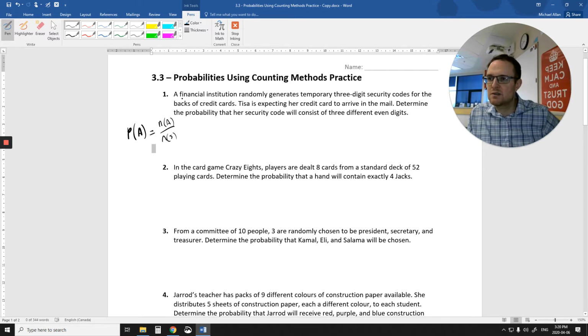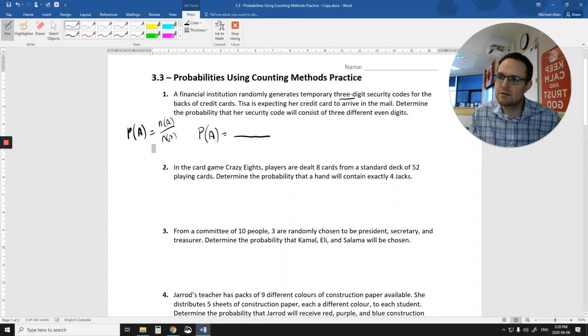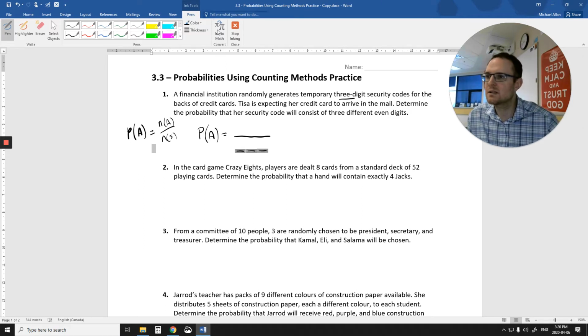So the financial institution here randomly generates a 3-digit security code for the back of credit cards. She's expecting her credit card to arrive in the mail. Determine the probability that her card will consist of 3 different even digits. Okay, so let's first of all think of the whole sample space. We have 3 digits.